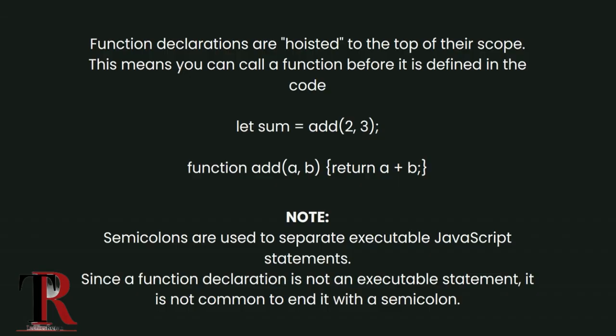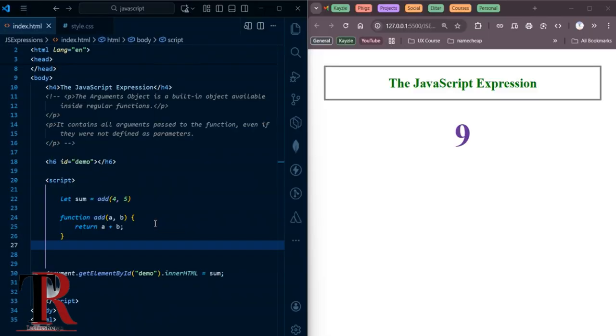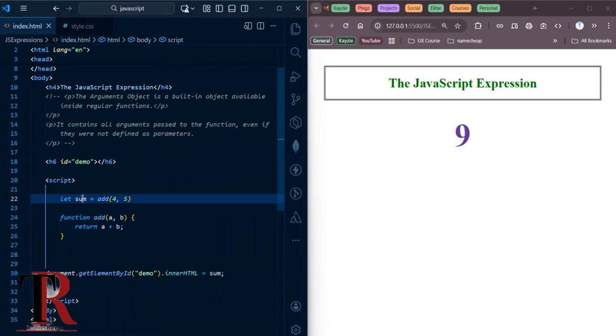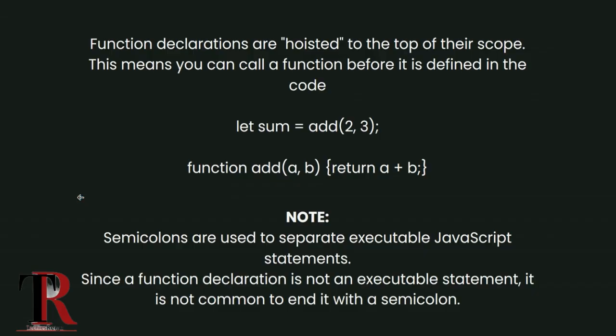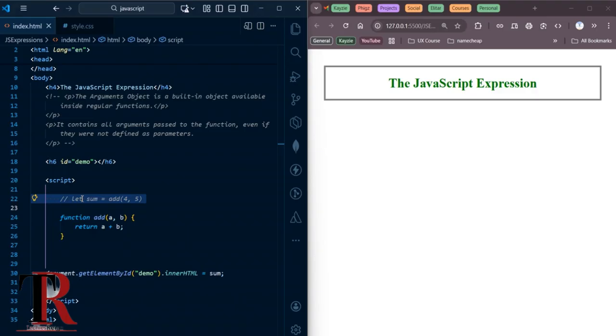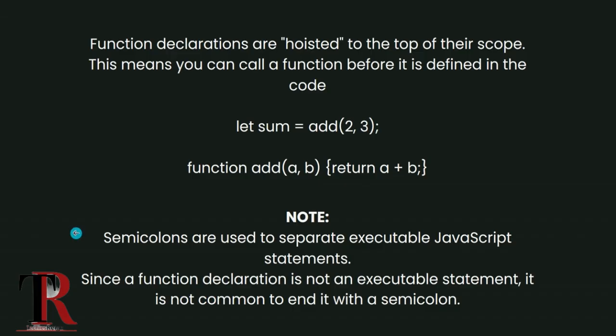Since the function declaration is not an executable statement, it is not common to end it with a semicolon. Since the function declaration is not an executable statement, a function on its own is not executable. Take a look at this function now. Without this, it doesn't execute on its own. We can see that the value has disappeared from the screen. So it's not common to end it with a semicolon, which means that at the end of these curly braces, you might not put a semicolon because it's not something that executes once it is declared.